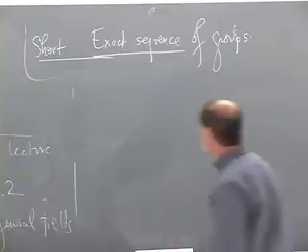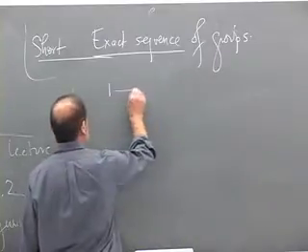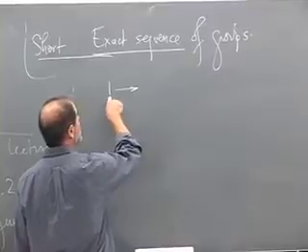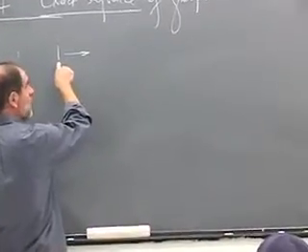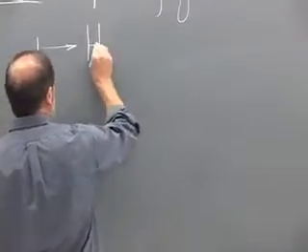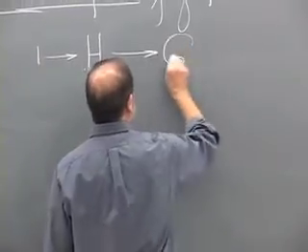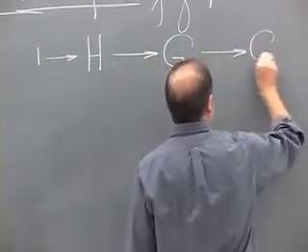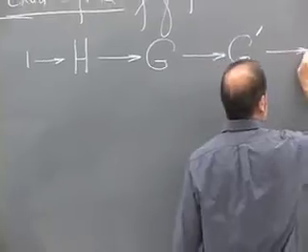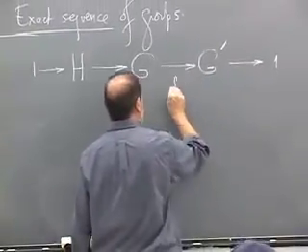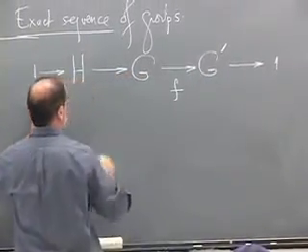A short exact sequence of groups is a diagram of 5 groups. You start off with the identity group, called 1. Then you have a subgroup H. Then you have a group G. Then you have a group G prime. And then you have another group 1. And everything in this is a group homomorphism.